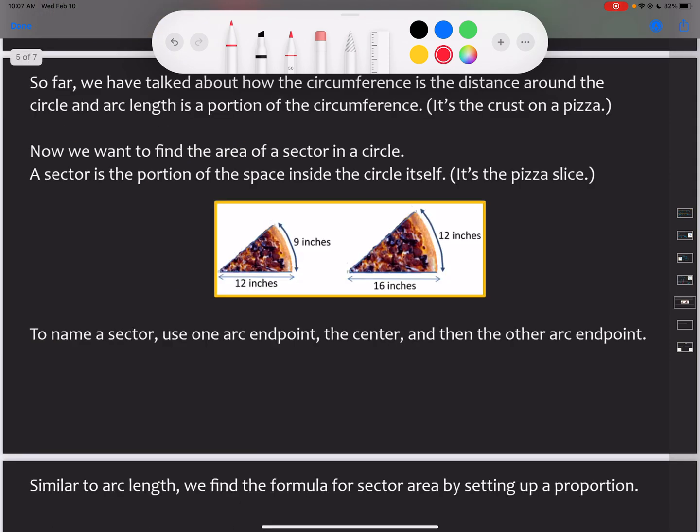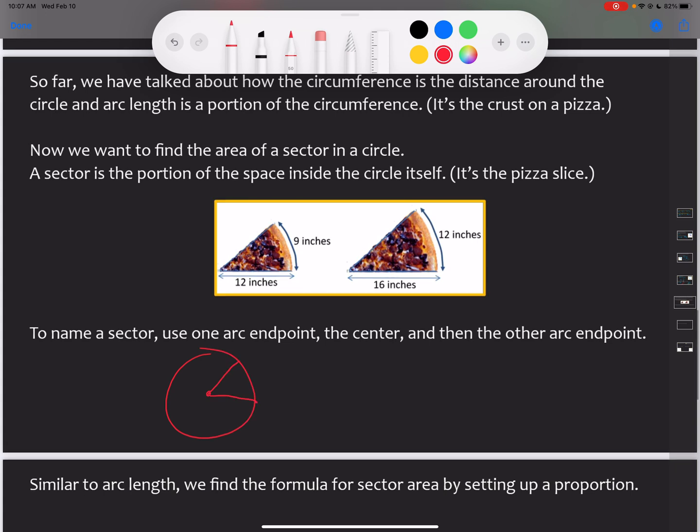All right, now that was arc length, but what happens if I want you to find something called a sector area? It's like looking at a piece of pizza and asking you how much pizza did you eat out of that one slice. So a sector area is a portion of the space inside of a circle. To name a sector, we use one arc's endpoint and the center, and then the other endpoint. So I could say that if this is my sector, let's say A, B, C, I'm going to say sector A, B, C. So instead of an angle this time, it's actually telling you the entire piece of the pizza.